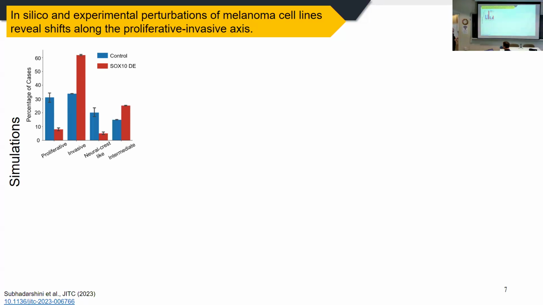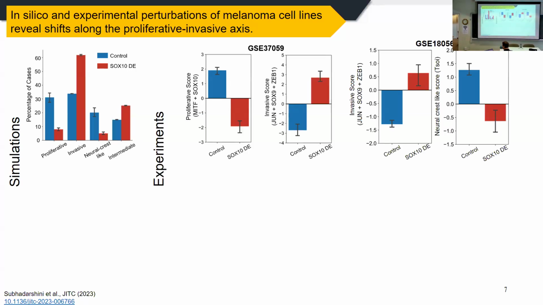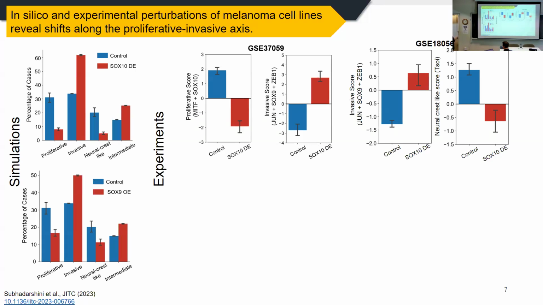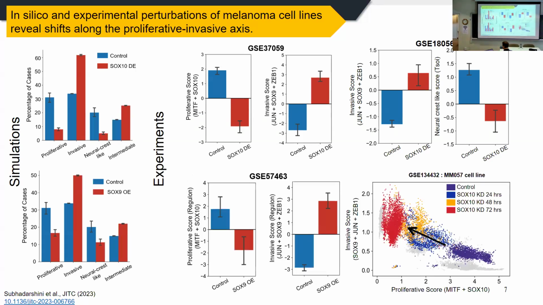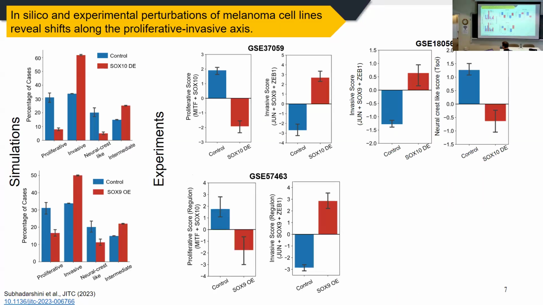In the first case, we down expressed SOX10 and compared it with our wild type network. The moment you down express SOX10, the proliferative population decreases, the invasive population increases, the neural crest population decreases, and the intermediate population increases. Do we actually see that in data? We analyzed a transcriptomics profile where SOX10 downregulation was done, and we see similar trends. Next, we overexpressed SOX9, and we saw a reversal, where you see the invasive population going up, and we also see that in data.